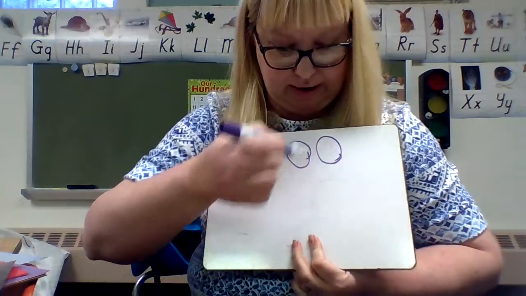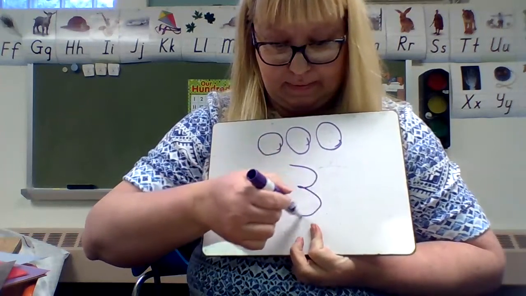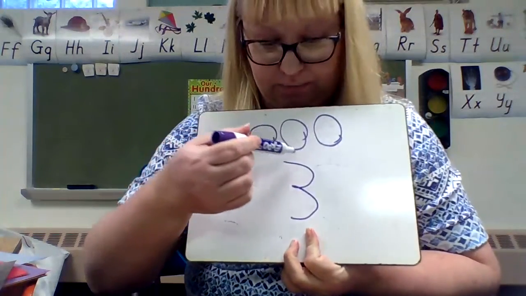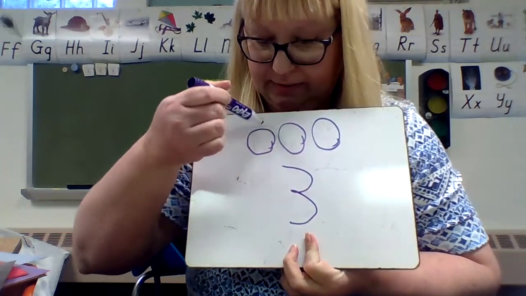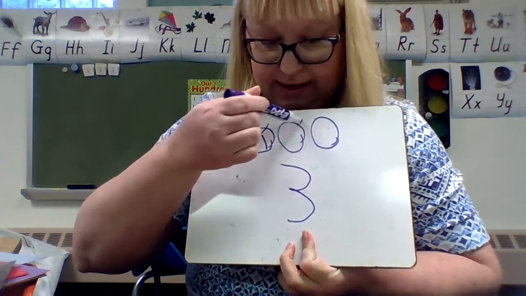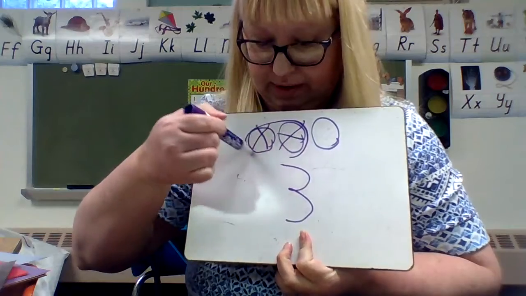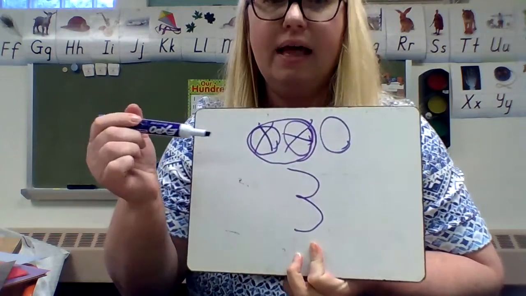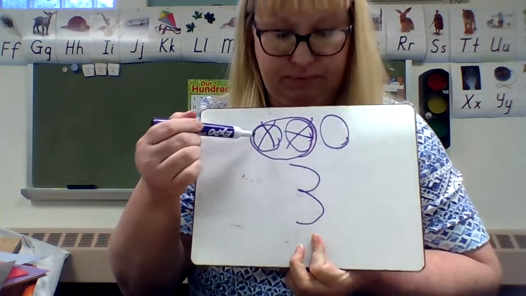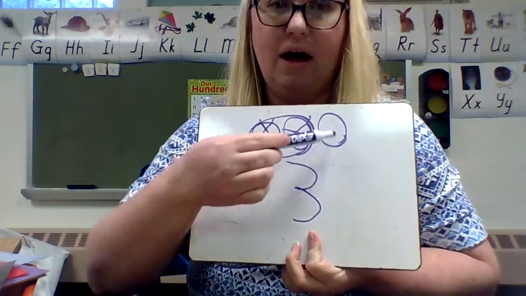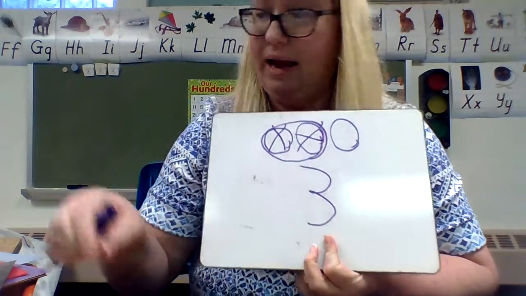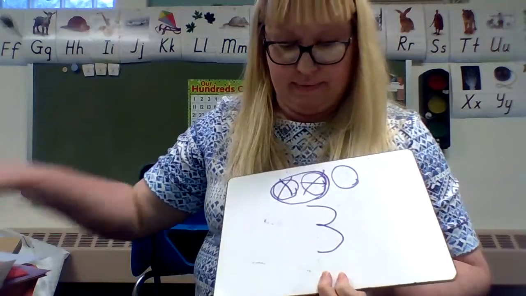Let's try 3. Remember, you want to have a pair. So these guys can be together. That's your pair. This guy doesn't have one, he's the odd man out. So 3 is odd.